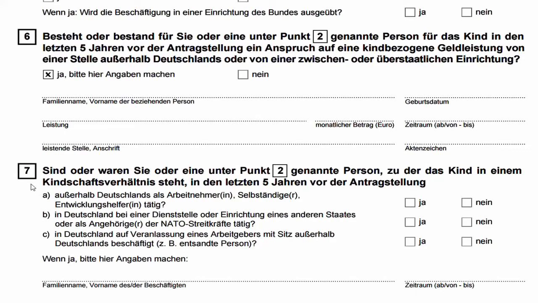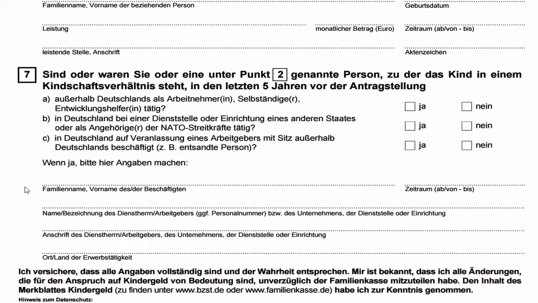In part 7, it asks whether you or the person whose details are mentioned in part 2 of this form, to whom the child has a relationship, has been employed outside Germany in the last 5 years before this application was made, as an employee, self-employed person or development worker. If it has been the case, you mark yes with a cross. If it has not been the case, you mark no with a cross.